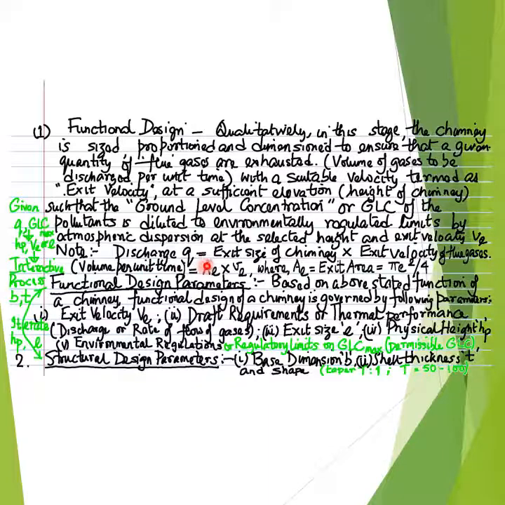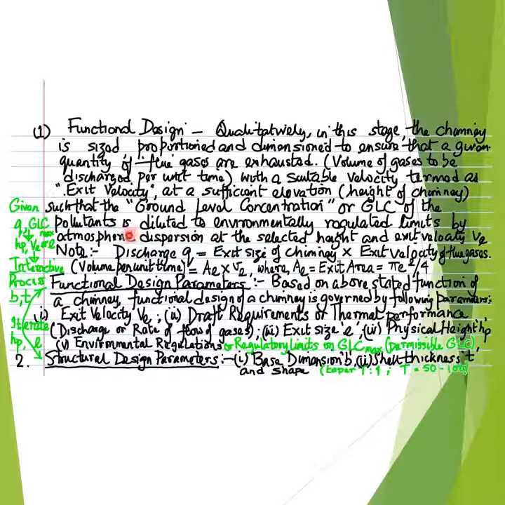It is pertinent to note here that the discharge, that is the volume of the gases that are to be exhausted per unit time from the industrial chimney, may be related to the exit velocity of the flue gases or the exhausted or discharged gases as the product of the exit size of the chimney, that is the exit dimension of the chimney, times the exit velocity of the flue gases.